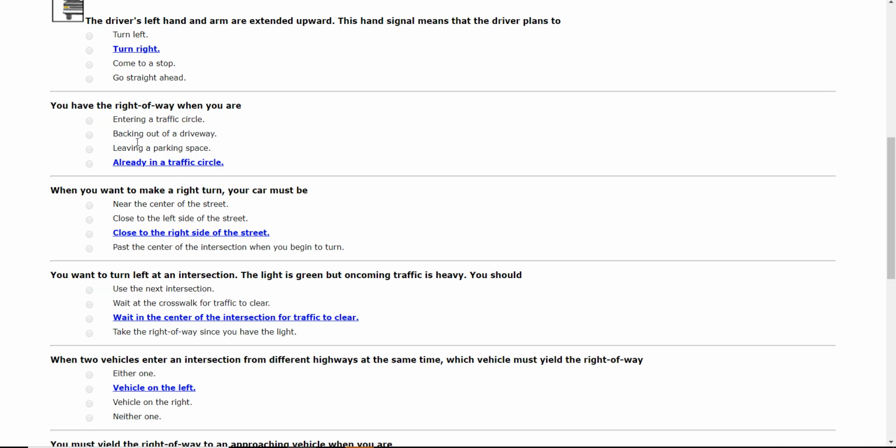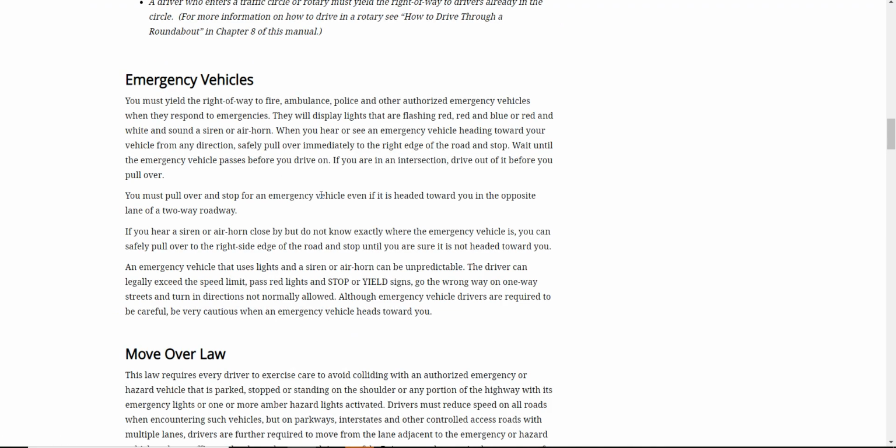You have the right of way when you are already in the traffic circle. Let's get to know more about it. A driver who enters the traffic circle or rotation must yield the right of way to drivers already in the circle. And this is about roundabouts.